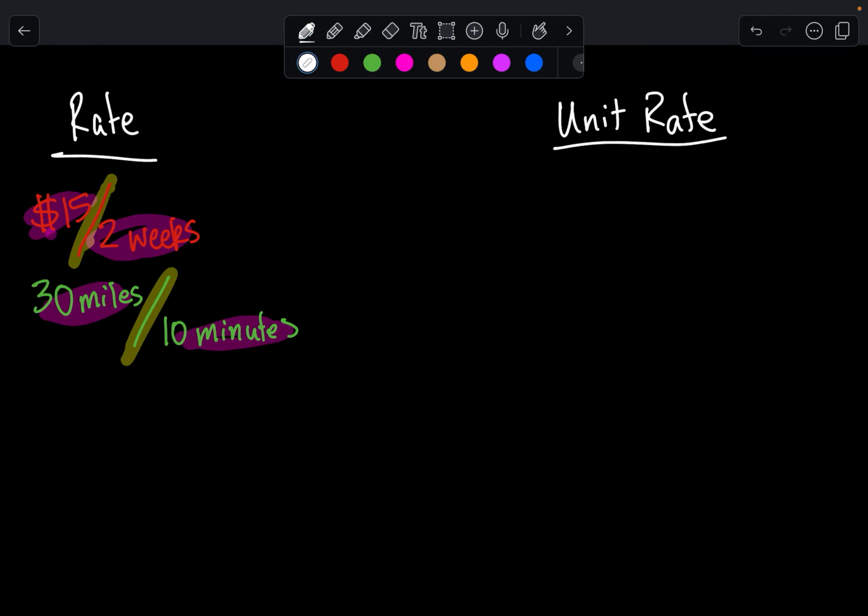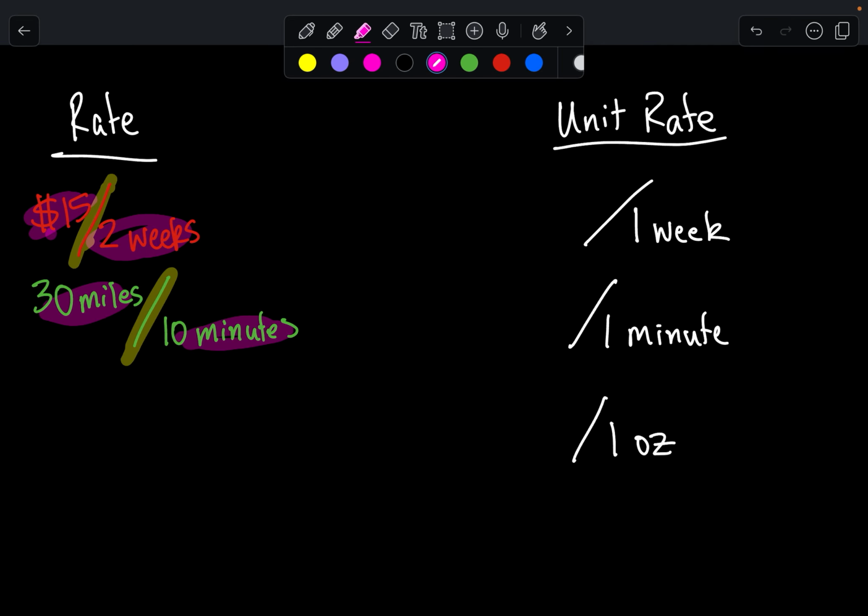A unit rate is when you would have 1 on the bottom. So it would be per 1 week, or here it would be per 1 minute, or it could be per 1 ounce. So a unit is 1, and that's why it's a unit rate, because it's one of whatever you're talking about.